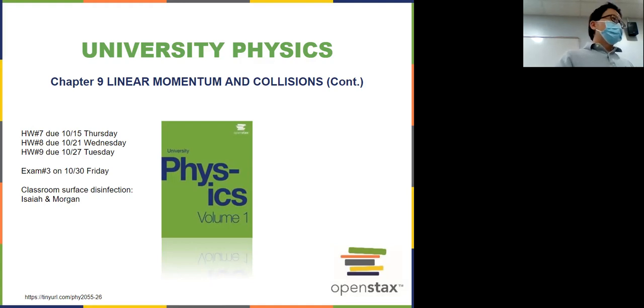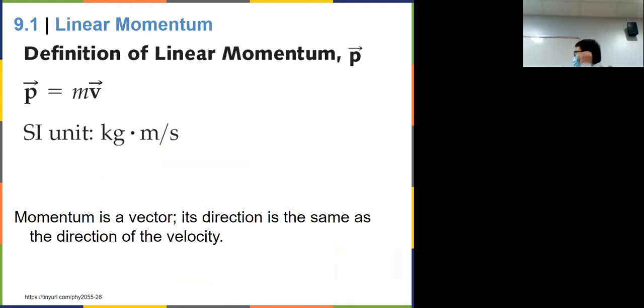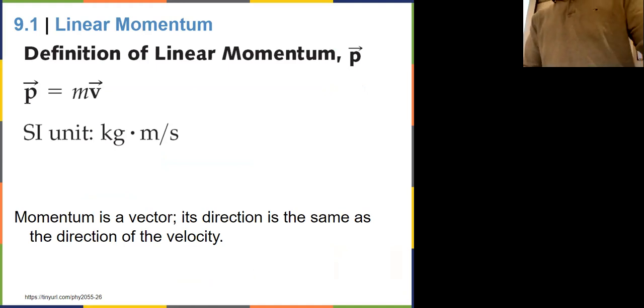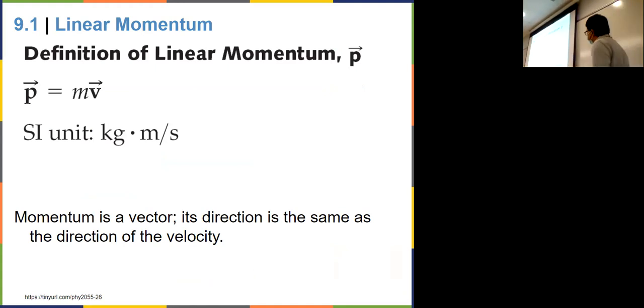All right. So last time we started chapter 9 on linear momentum. It's defined as the mass times the velocity. So P is a vector. Okay, so momentum is a vector. If you have multiple dimensions like X and Y dimensions, you'll have to do that in X and Y directions. The SI unit is kilogram times meters per second.